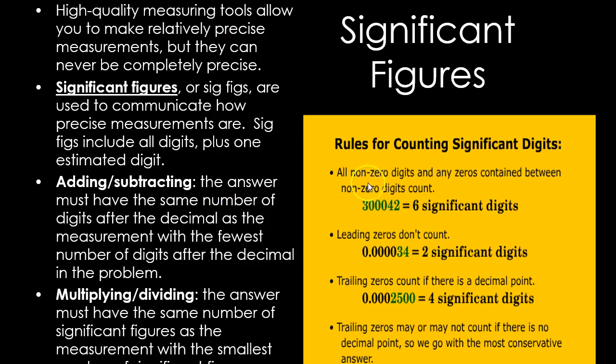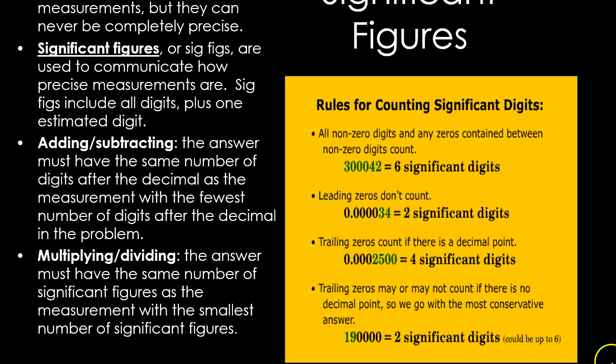So when I look at my rules for counting significant digits, here's the deal. All my non-zero digits, so non-zero is 1 through 9, are always considered significant. So if I take a measurement and I have a 3, a 4, a 6, a 2, those are all considered significant. If I have zeros between my non-zeros, they are also considered significant. So if I look at this number, 300042, because the 3, 4, and 2 are non-zero numbers, they're all significant. Also, because the zeros are between non-zeros, they're significant. So in this one, there are 6 significant digits.